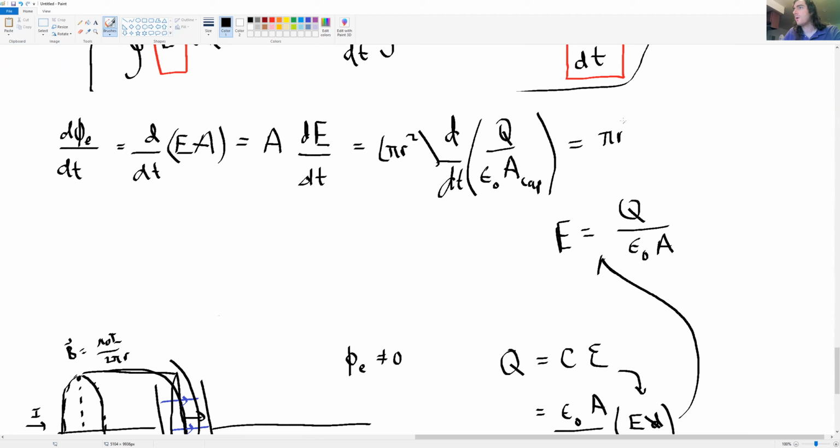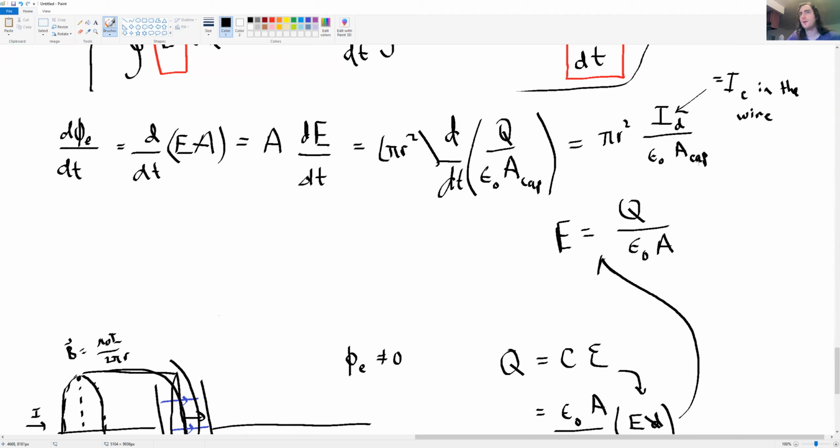So pi r squared, and then it's the current up top, and this current is the same as the conduction current IC. But what we're saying here is that this is the displacement current. This is the conduction current in the wire, not between the parallel plates, right? So there is no current flowing between the parallel plates. Divide by epsilon 0, and then this is the area of the capacitor plates.